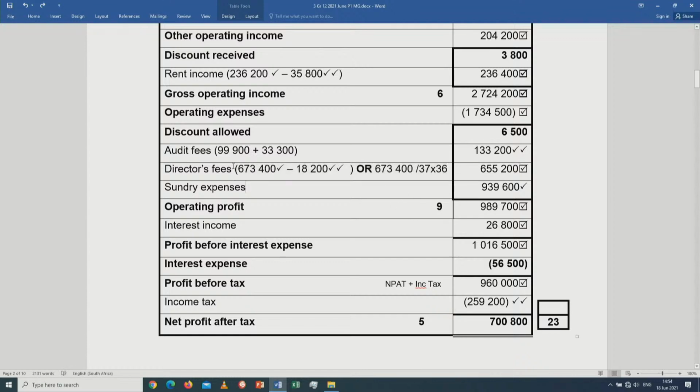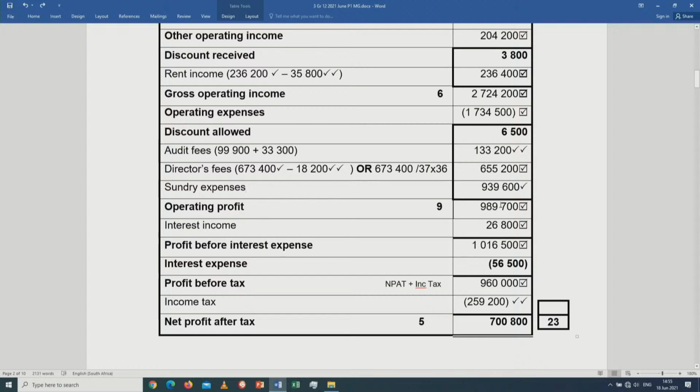Some learners don't show calculations in brackets, but as teachers, we always advise them to show workings in brackets. But if it happens that a learner did not show workings in brackets, but a learner does have a final answer as correct, 655,200, we definitely need to make sure that we give full marks and not only this part mark. Sundry expense, nothing in brackets.